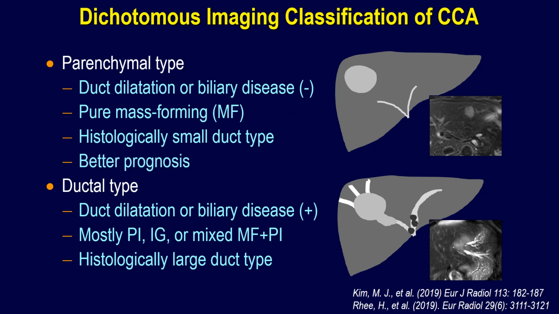The ductal type is characterized by presence of adjacent bile duct dilation, periductal tumor spread, or diffuse biliary abnormality such as dilation or IHD stone. These tumors often represent periductal infiltrating, intraductal growing, and mixed type tumors, and histologically large duct type tumors.